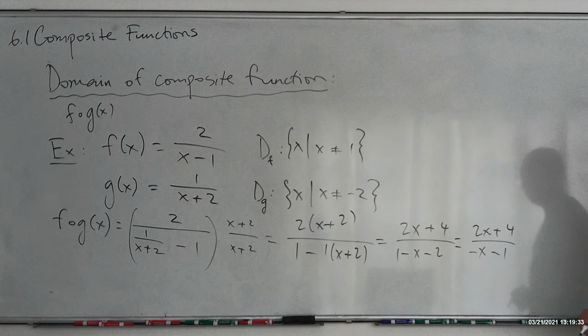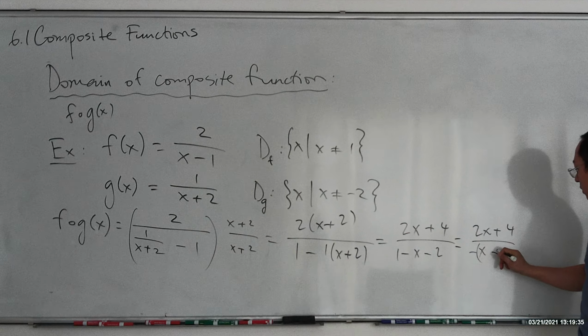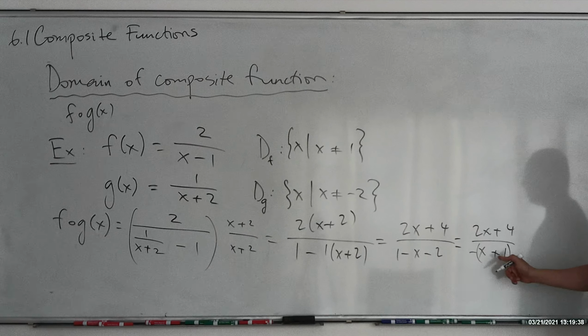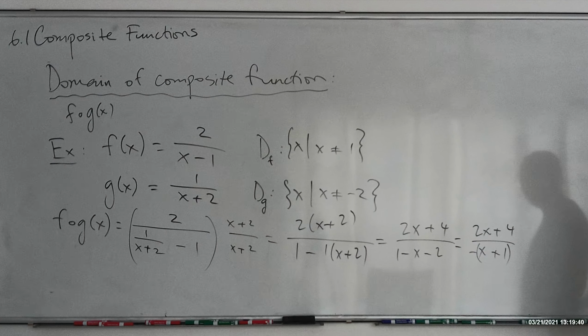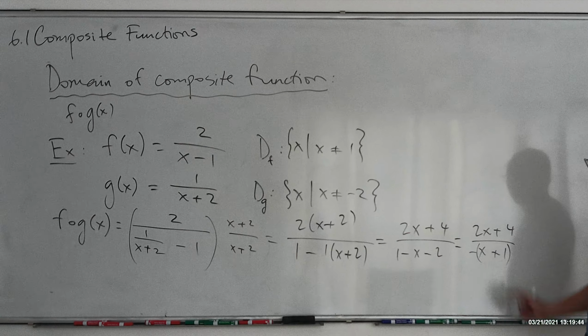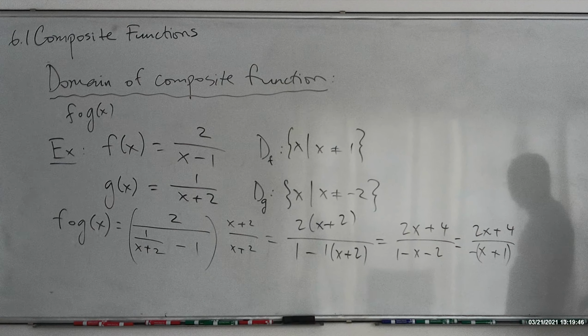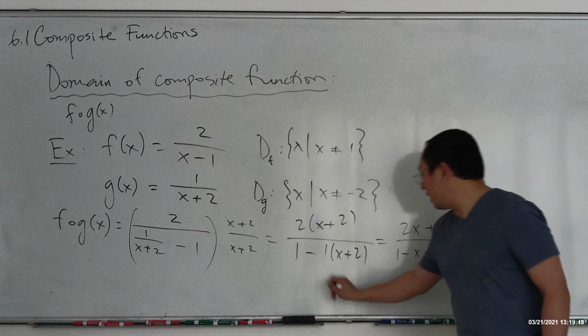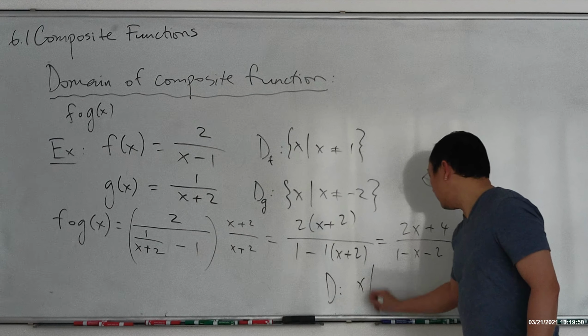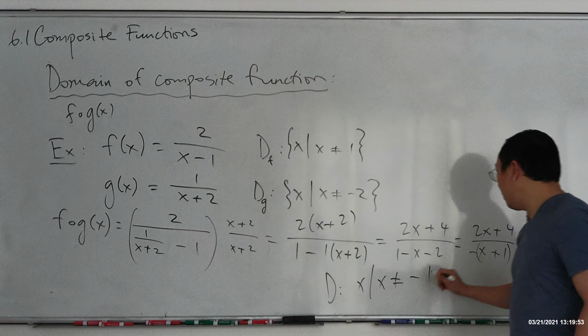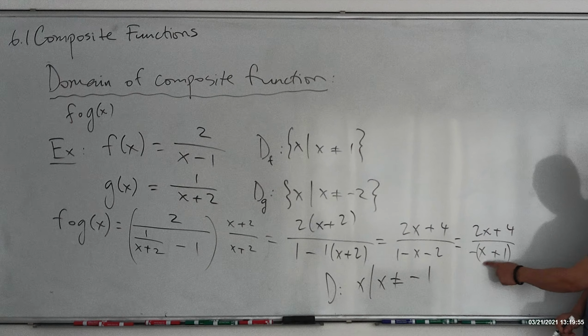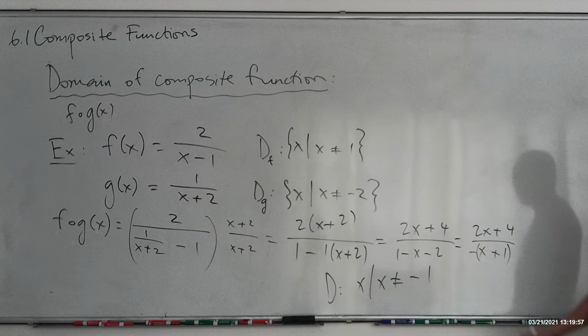Okay? And to make it easier for you, I can write it this way if you want, so you can see the factors in the denominator better, which is negative x, negative 1. It's the same. Okay? So the domain is what? x cannot be equal to negative 1. You see why? Because negative 1 makes the denominator equal to 0. But that's not going to be enough.